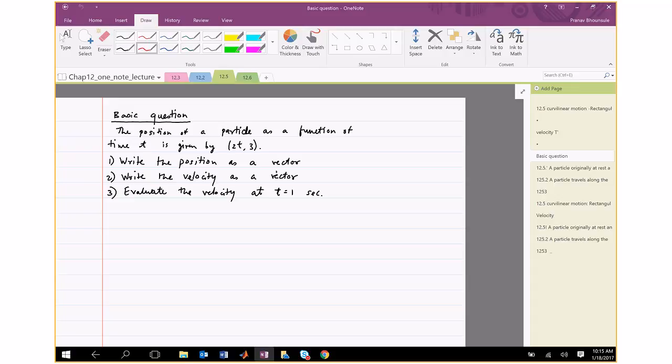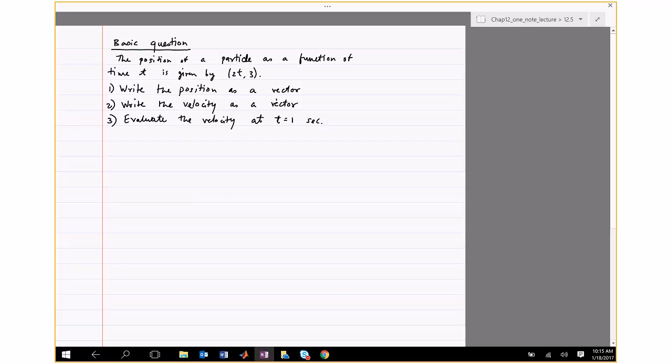I didn't get that. Zoom in. Sure. Is it better? More?